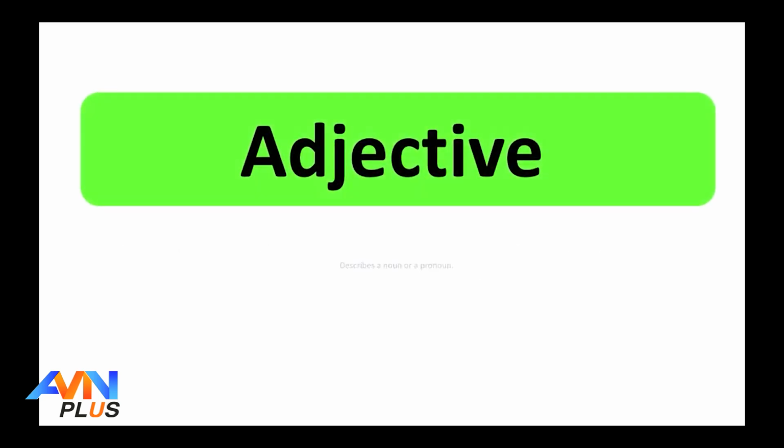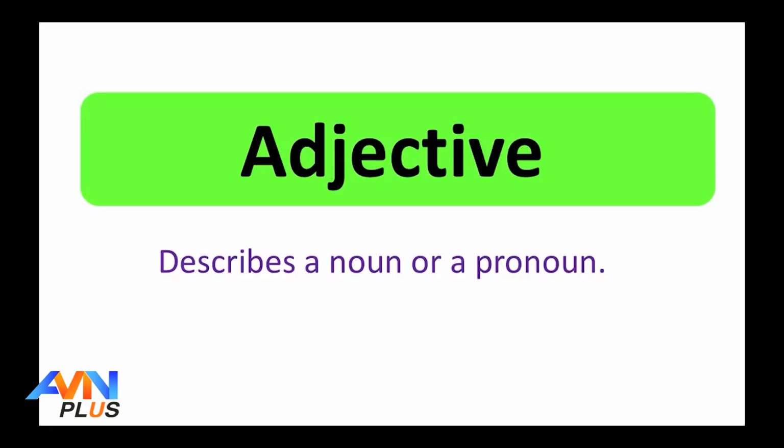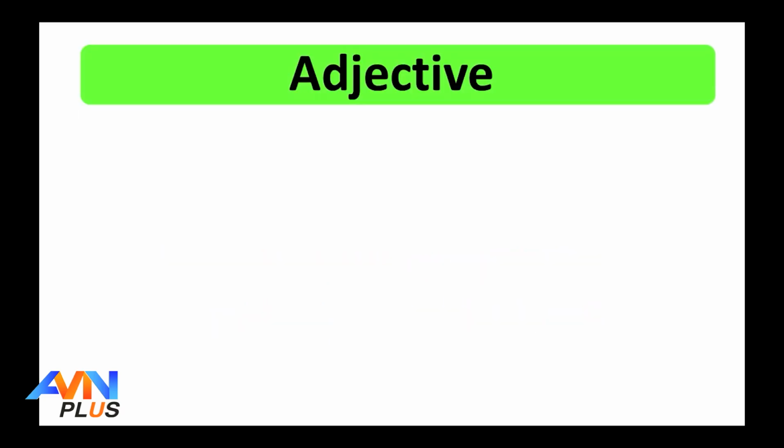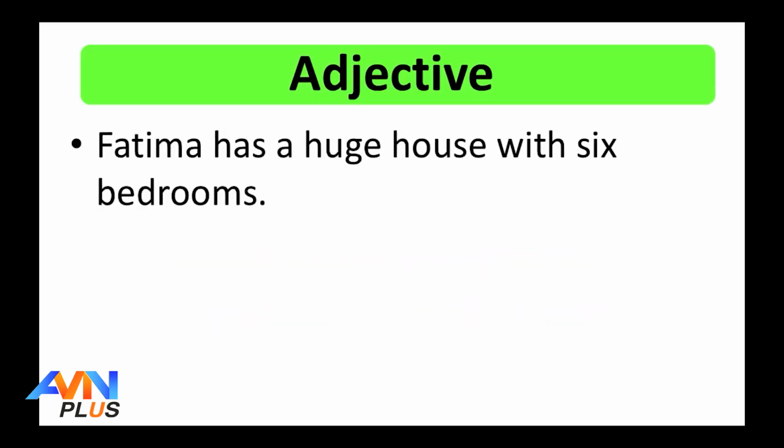Adjective. An adjective describes a noun or a pronoun. For example, short, beautiful, red, old. Fatima has a huge house with 6 bedrooms. The adjective in this sentence is huge because they are describing Fatima's house.